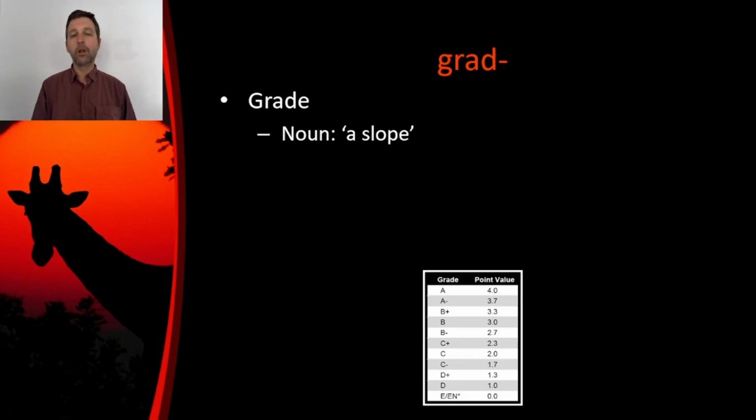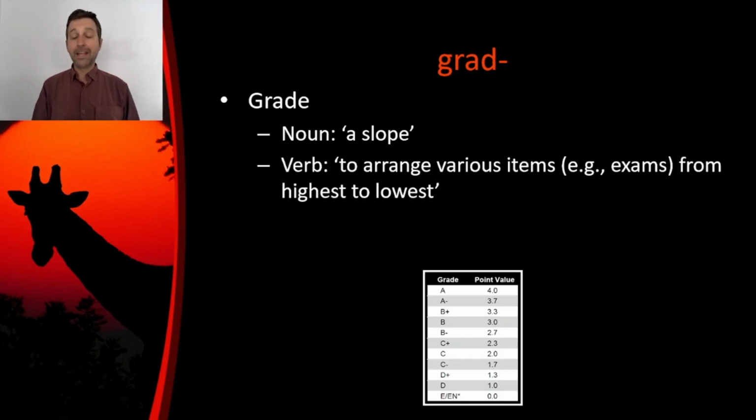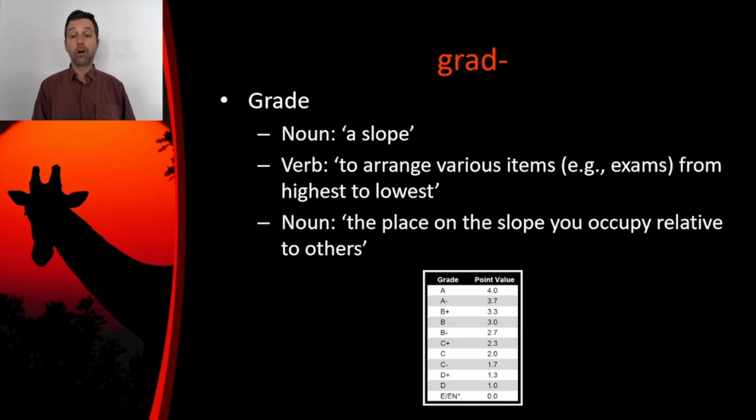So that's obviously a geometric figure, but we use it in sort of a technical term, but I'm guessing that you are probably more familiar with the usage of the word grade in English in another context, and that is school. When you take an exam or you do a project or something, your teacher is going to give you a grade. We use this very often, of course, in English. The verb to grade something literally means to arrange the various items, whatever's being graded, from highest to lowest.